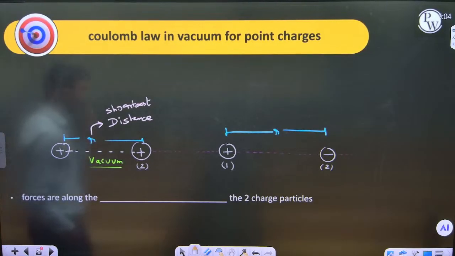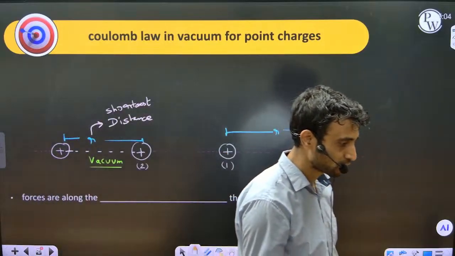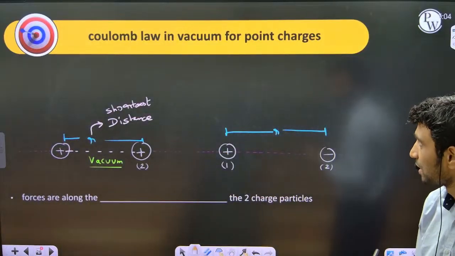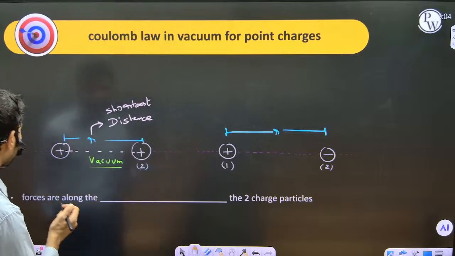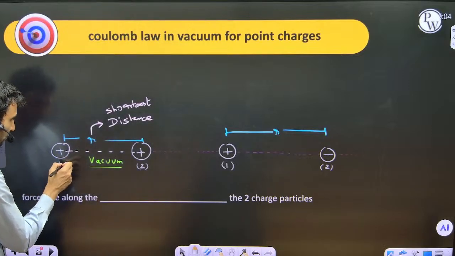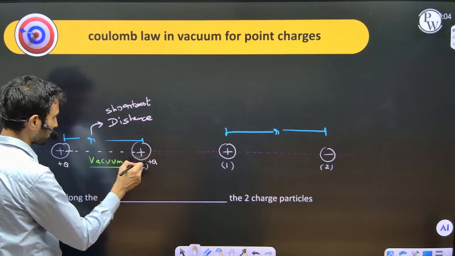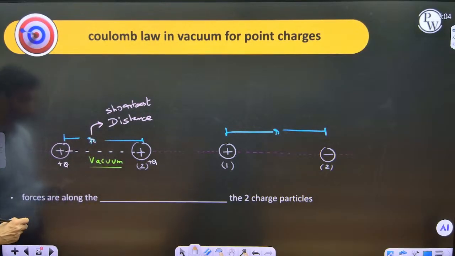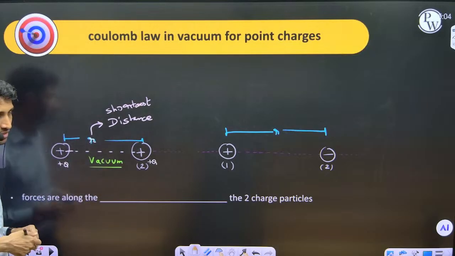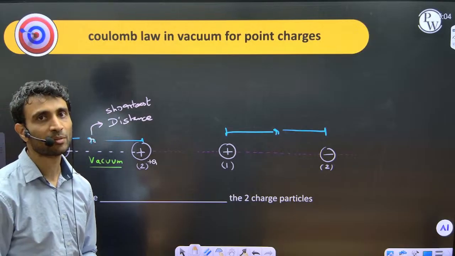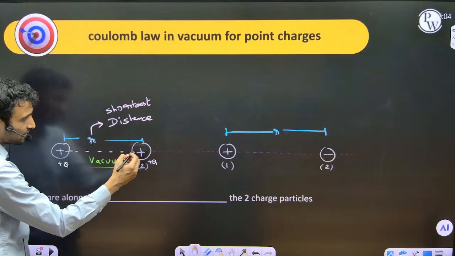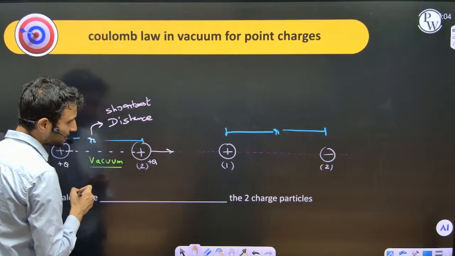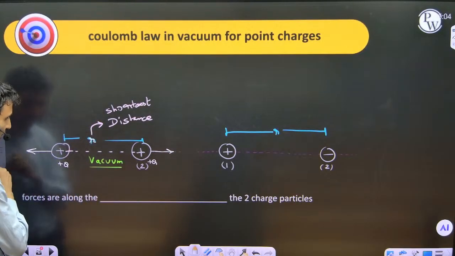Till now we know that there are repulsive forces and attractive forces between the charges. Now we are going to find the values of the repulsive and the attractive forces. Let us say you have plus q charge here and plus q charge here, and the distance between them is r. What will happen if you have positive and positive charges? Will there be attraction or repulsion? Positive and positive means there will be repulsion, so this will be repelled here and this will be repelled in this direction.